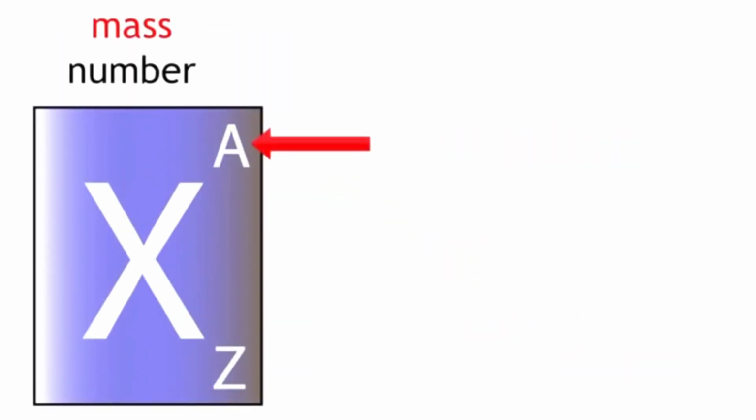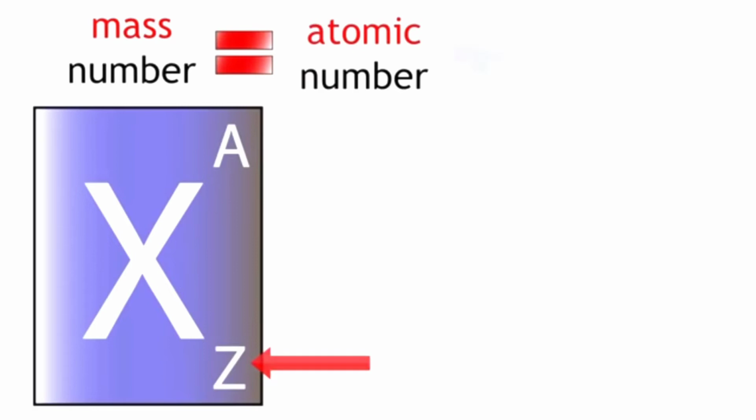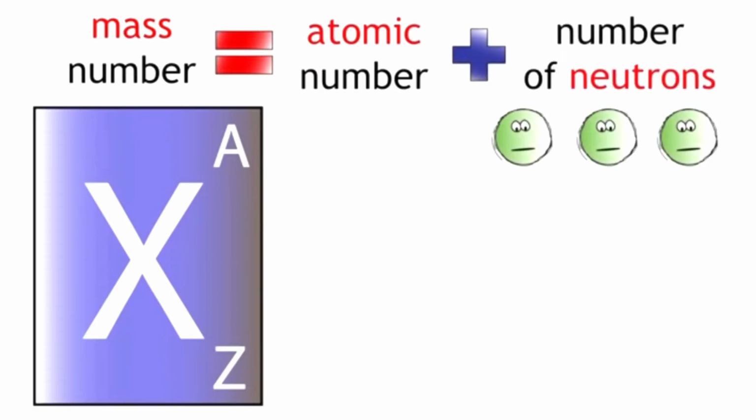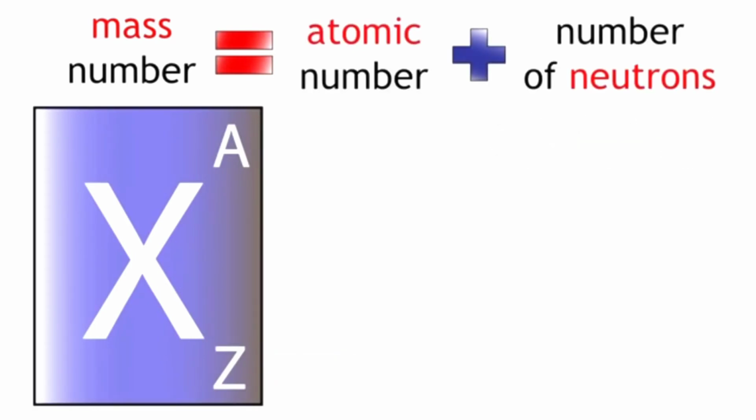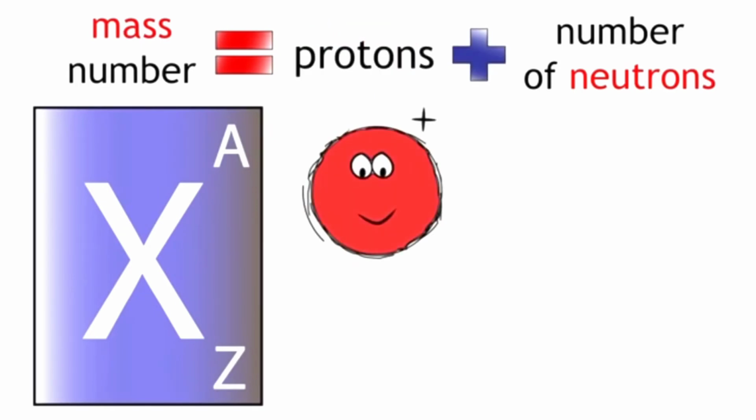So the mass number equals the atomic number plus the number of neutrons. The atomic number is just the number of protons in an atom. Therefore, mass number equals protons plus neutrons.